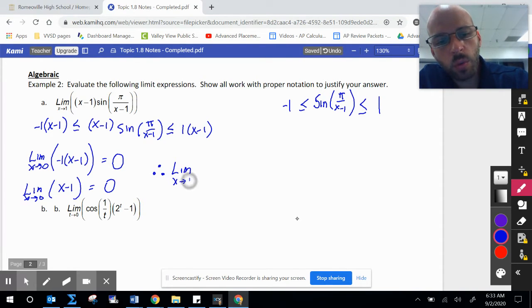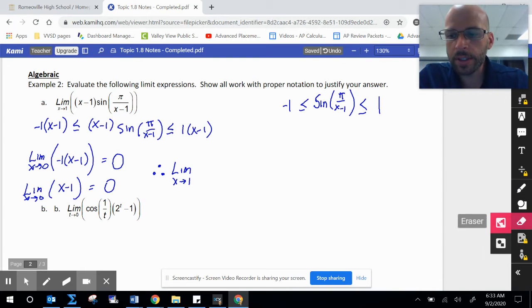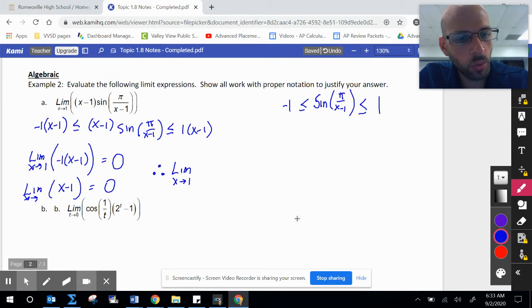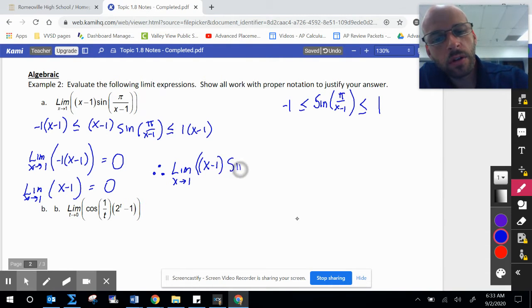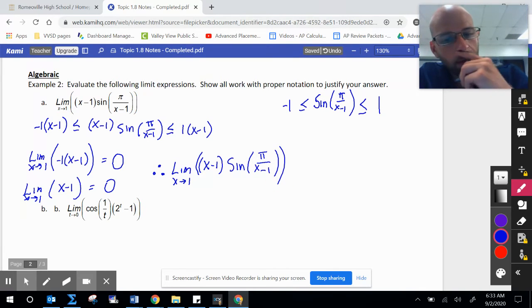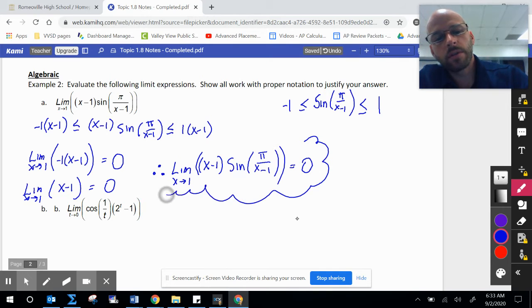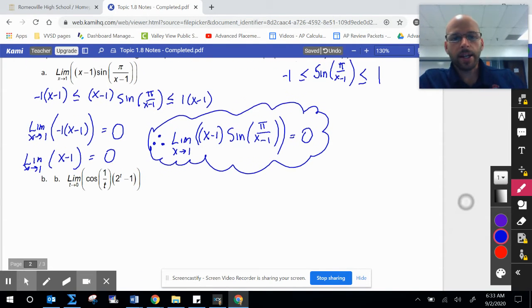as x approaches 1, oh, I accidentally mistyped or miswrote. Feel free to make that correction. I apologize, guys. This limit is going to 1, not 0. Thinking one thing, writing another. Sorry about that. If I take this limit as x approaches 1 of the original function, pi over x minus 1, I know because it's sandwiched in between these and they give me the same output that this also has to be 0. Okay? So that's the idea.